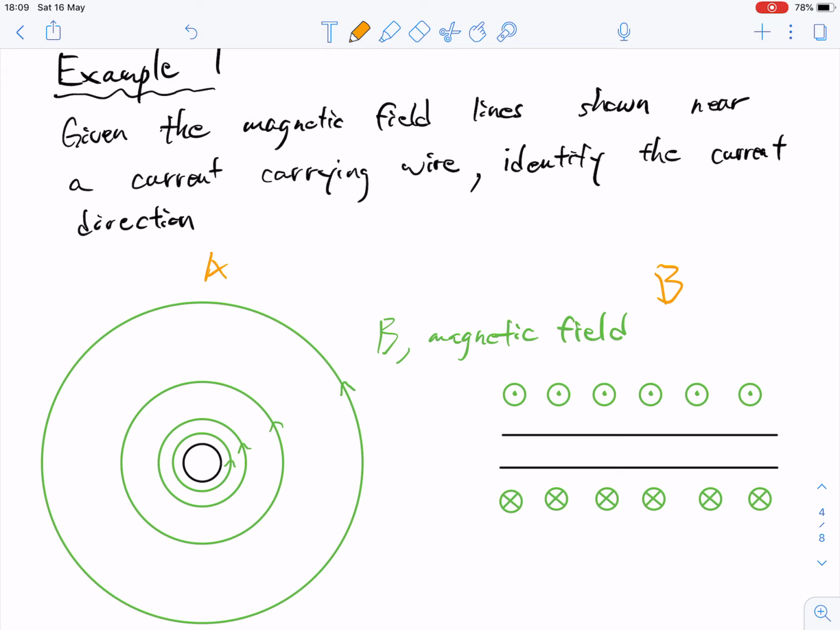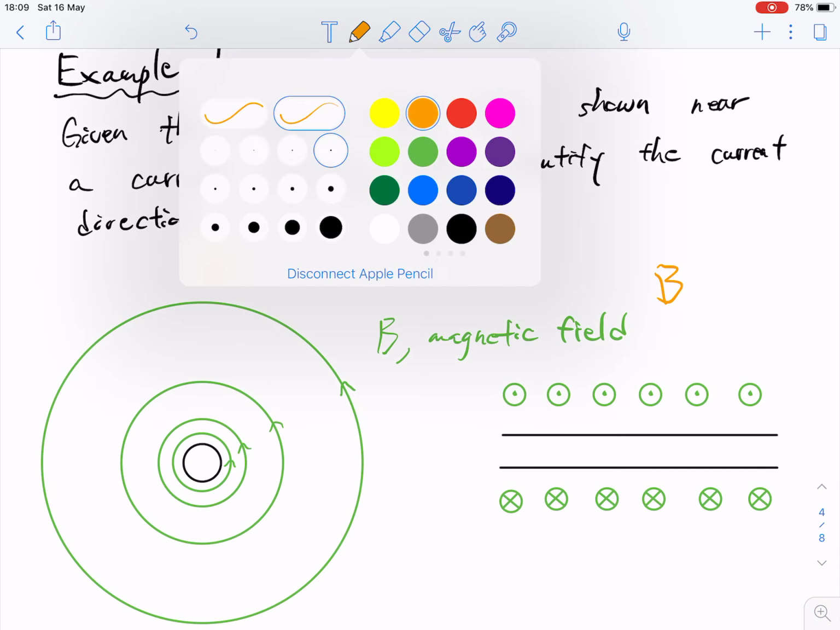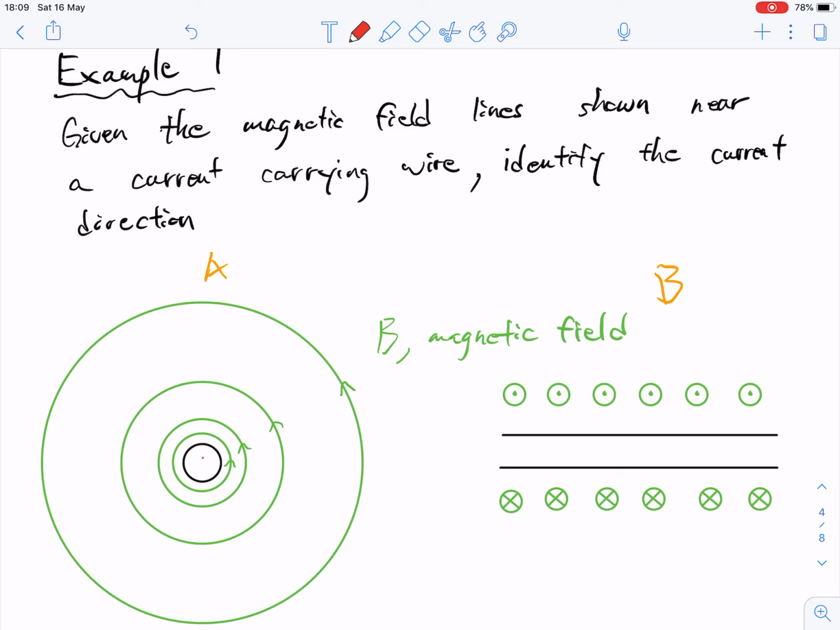Okay, so hopefully you've thought about that. For option A, this is coming directly out towards you. So I'm going to use red just to indicate conventional current, okay? So you can use the right hand rule. The thumb is going to be pointing towards yourself, okay? And then your other four fingers would curl up.